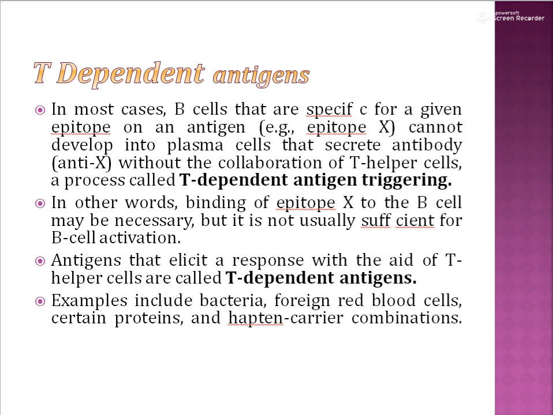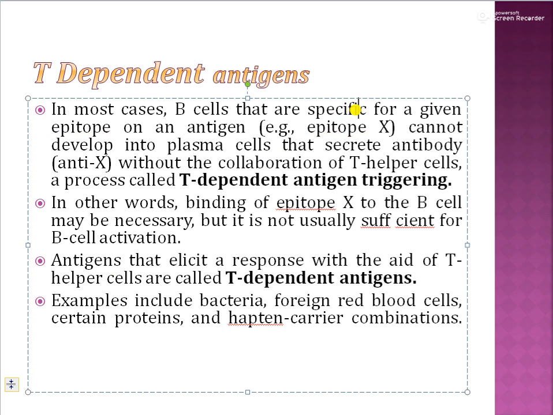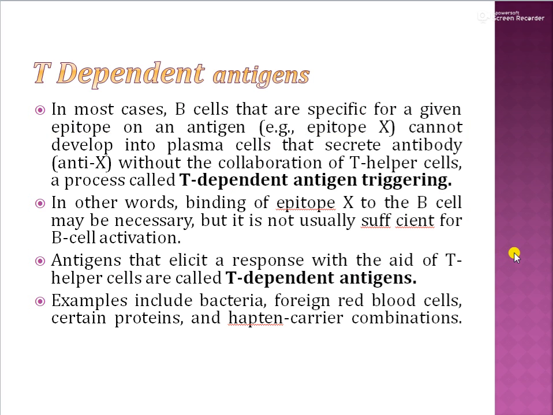Now, we have another class of antigens which require the specific action or help of T cells to trigger the B cells. Such antigens are referred to as T-dependent antigens. Such an antigen will not be able to trigger a B cell to produce an antibody-producing plasma cell without the help of a T helper cell. They include particles such as bacteria, foreign RBCs, certain proteins, and hapten-carrier combinations, which come under the category of T-dependent antigens.